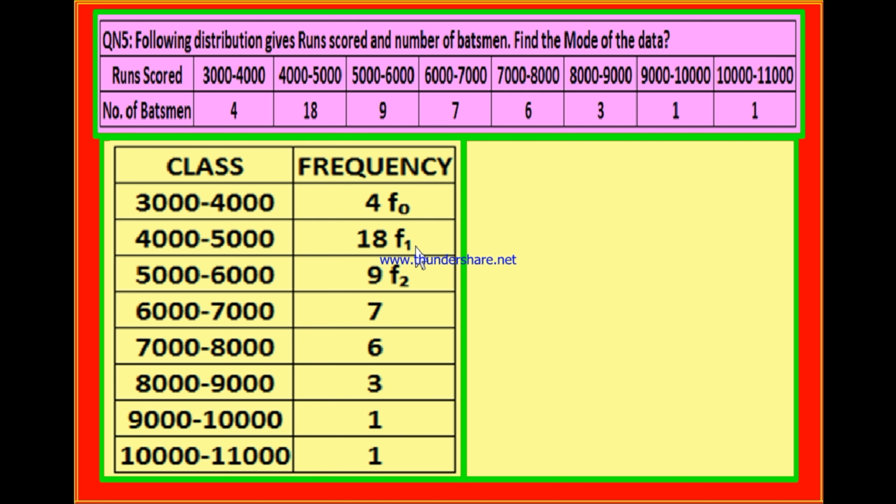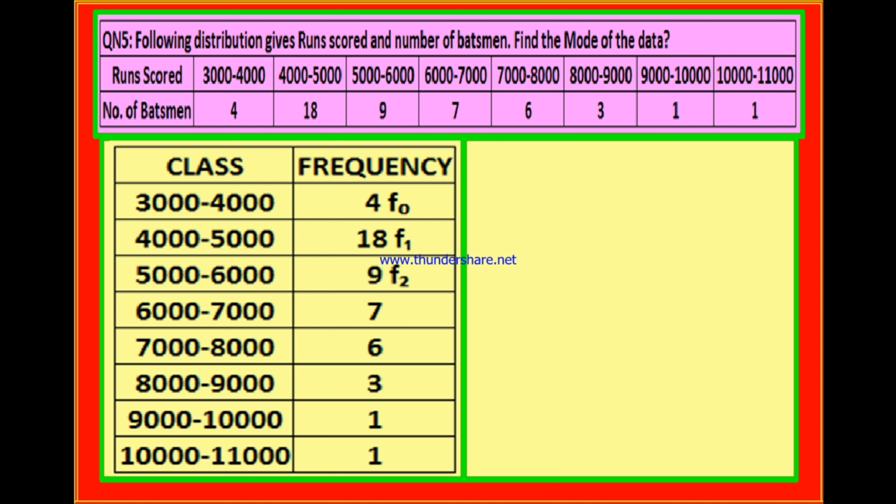Therefore, you can consider this 18 as F1, and the frequency above F1 is F0, and the frequency below F1 is F2. Therefore, F1 value is 18, F0 value is 4, and F2 value is 9. And at the same time, what is the lower boundary of the modal class? The class in which the highest frequency lies is the modal class, that is 4000 to 5000. Lower boundary of the modal class is nothing but 4000, therefore L is equal to 4000.